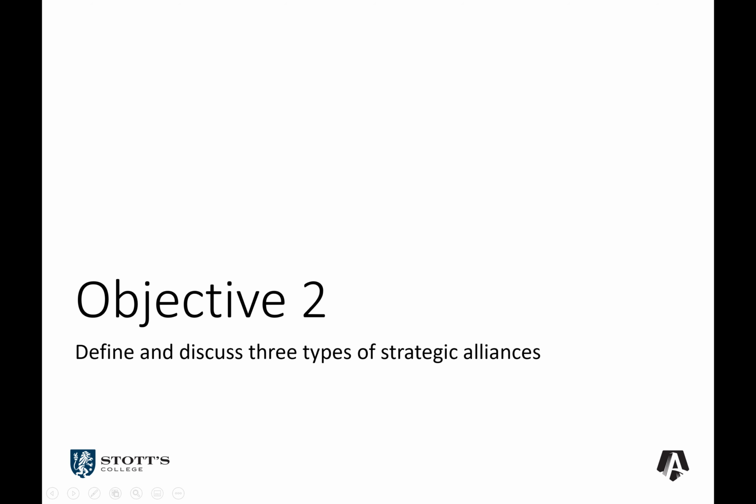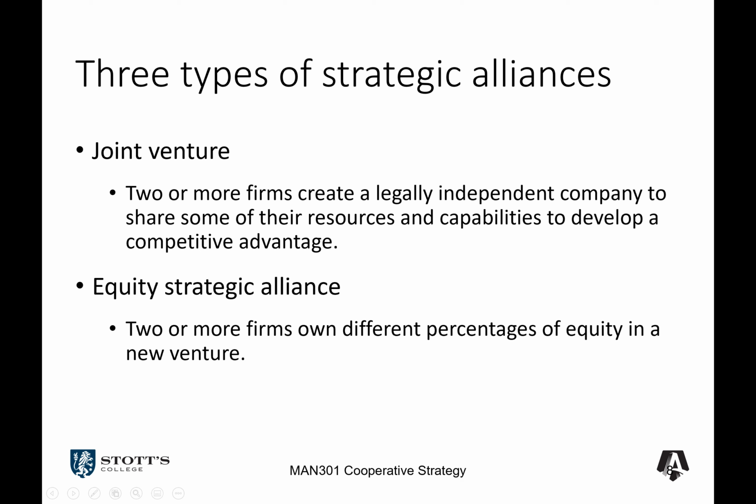So let's look at objective 2. Define the 3 types of strategic alliance. A joint venture is a strategic alliance where 2 or more firms take an equity position. Normally, they form a legally independent company to share some of their resources and capabilities to develop a competitive advantage.